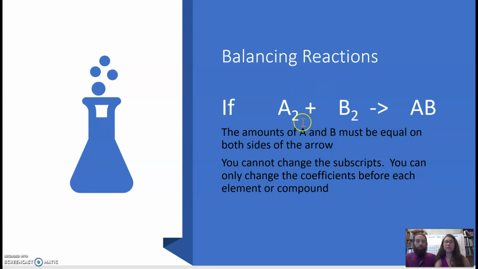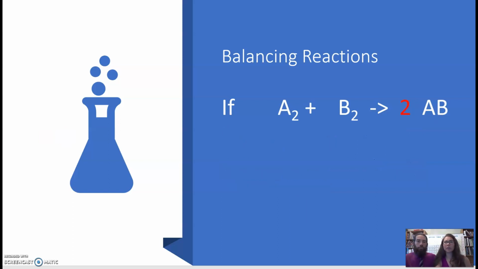We can't balance it by just saying, oh, I'm just going to get rid of that 2 because I have one A over here. And I can't add a subscript 2 to that A either. We have to use something called coefficients, and coefficients are large numbers that you put out in front of the formula that say how many of those molecules there are. So let's show you how we would balance this equation.